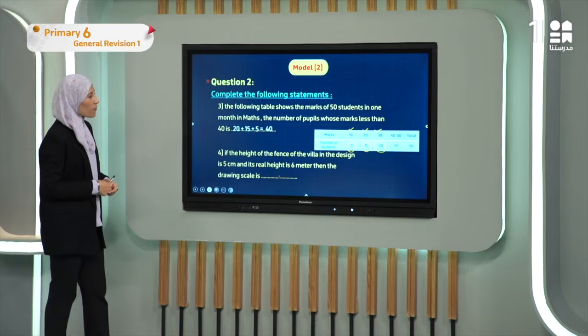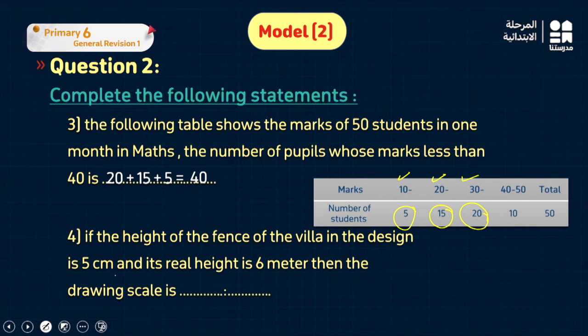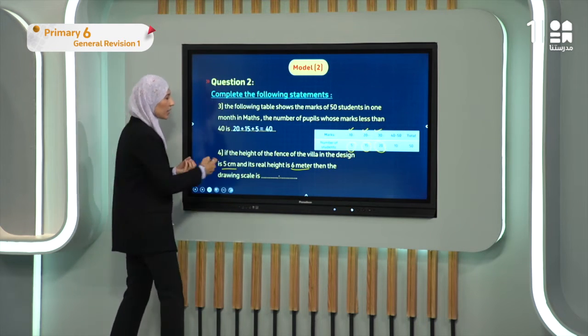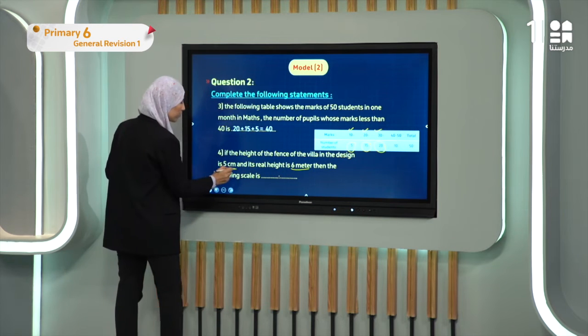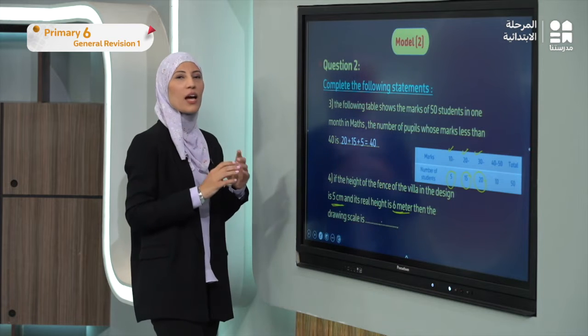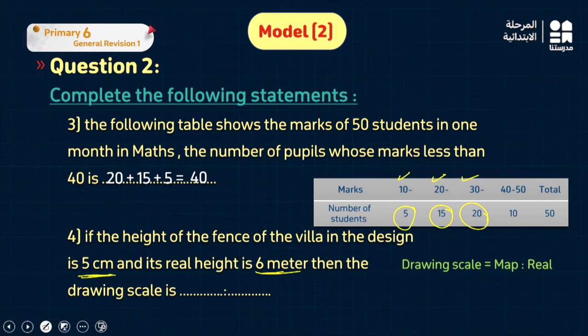بيقول لي if the height of the fence of the villa in the design is 5 centimeter and its real height is 6 meter, then the drawing scale is what؟ يعني هنا عايز drawing scale. طيب هو مديني الهايت بتاع الفيلا 5 سنتيمتر والريل 6 متر. أول حاجة I am going to write a rule drawing scale equal map to real. Then I am going to put my values under the map. I am going to write 5 centimeter. Under the real I am going to write 6 meter.